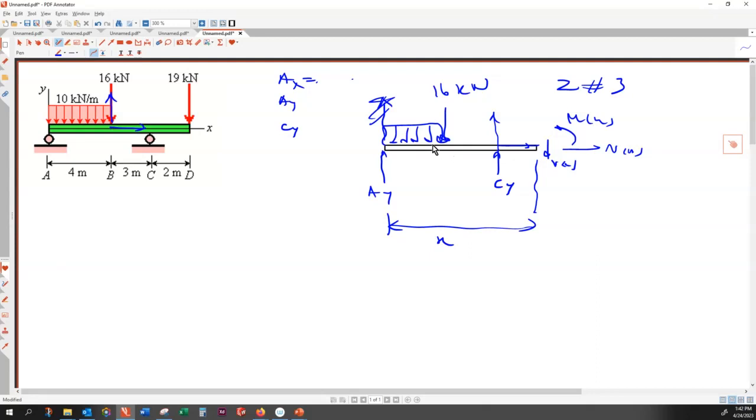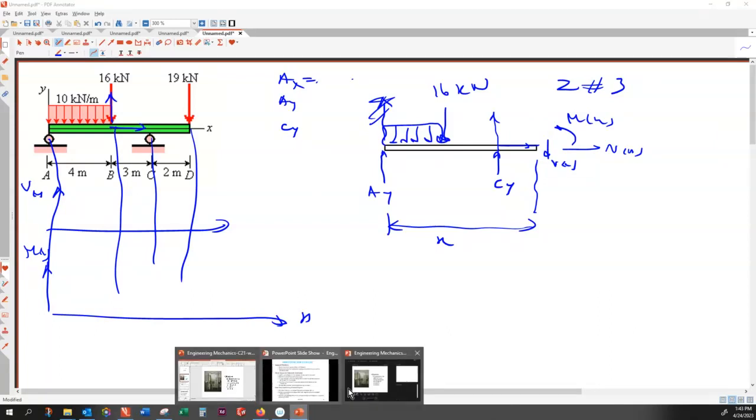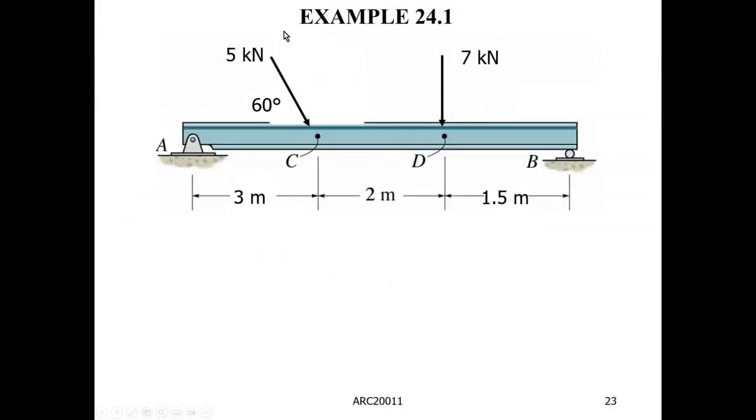All right, so you find three separate expressions for shear force, bending moment, and normal force, and you have to plot them side by side for each zone, right? So you would plot V of X here, and you plot M of X here. All right, so that I gave you a hint how to go about that one. The next example I'm going to fully solve. So let's take this one for the next practice, next demonstration.